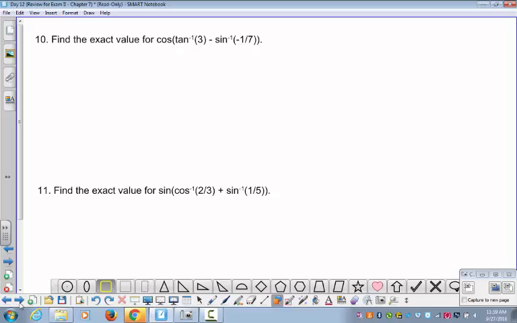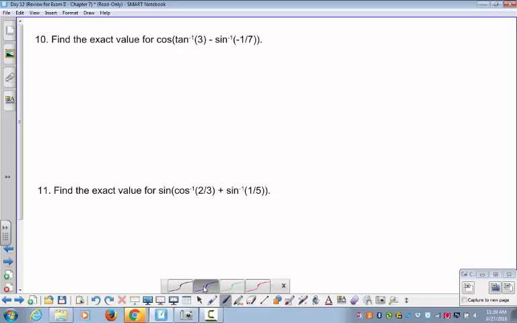So look at the top one. Cosine of a difference. That's what you should be seeing. You know so well by now that inverse trig functions are angles, so you know that this is really just alpha minus beta. Right? Yeah, good. Okay, so cosine of alpha minus beta.